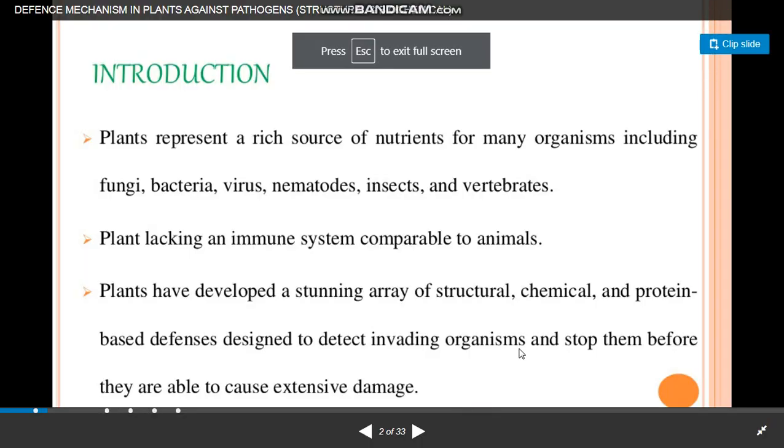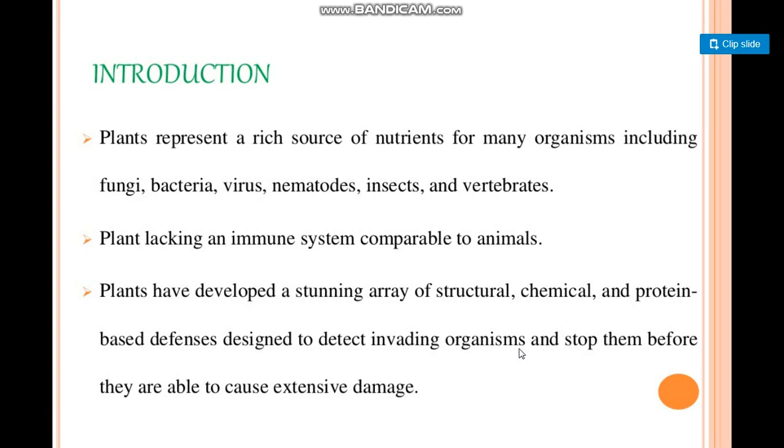This is Dr. Divya. Today's topic is defense mechanism of plants. So, what is the defense mechanism? Plants have developed a stunning array of structural, chemical, and protein-based defenses designed to detect invading organisms and stop them before they are able to cause extensive damage.